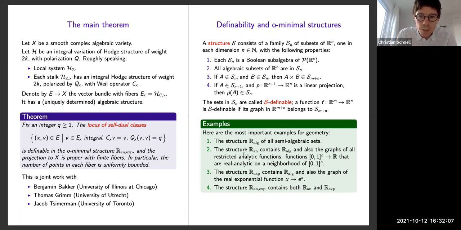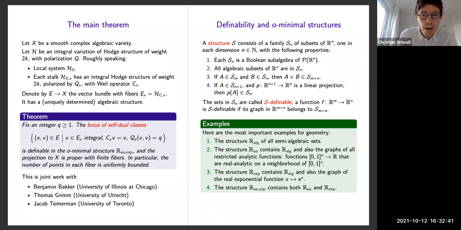Then you can enlarge it to a structure called Ran, where you include also analytic functions. Now, analytic functions are in principle bad because they can have crazy boundary behavior. So the way you control that is that you look at restricted analytic functions. So you take a compact set, for example, the unit cube, and then you look at real analytic functions on this unit cube that are actually analytic on a slightly bigger open set. This is sometimes called an over-convergent function or something like that, because it converges in a slightly bigger set.